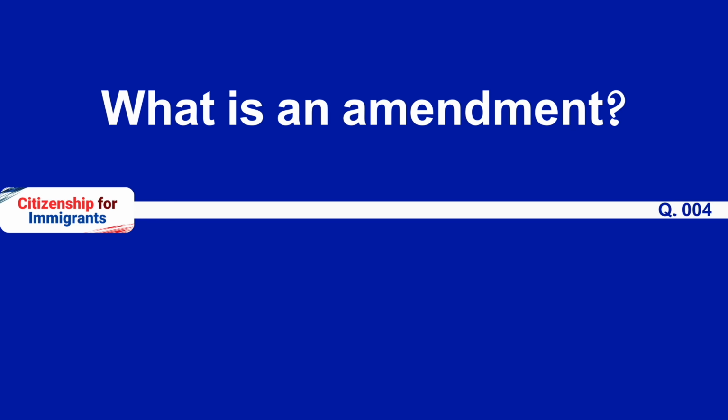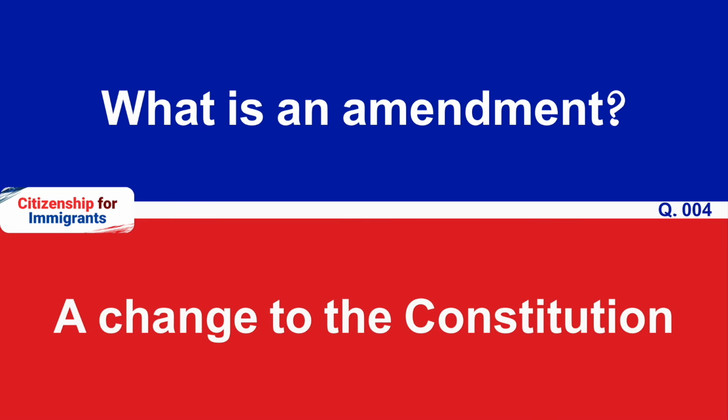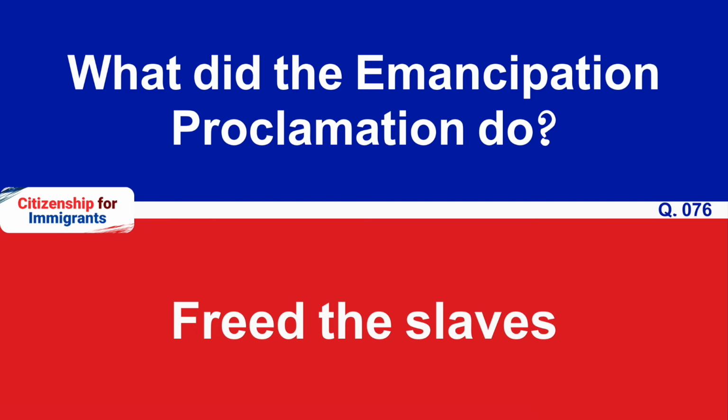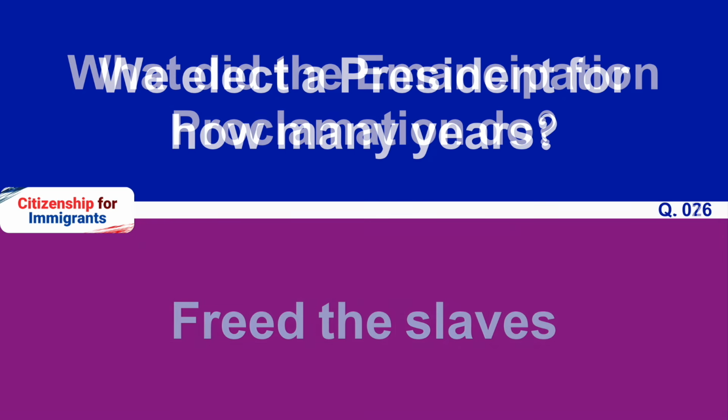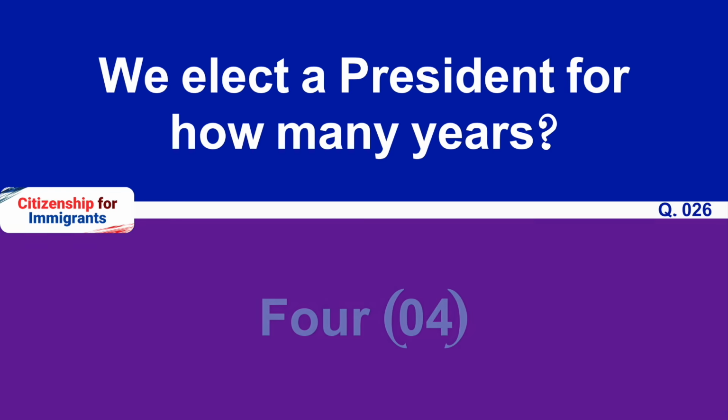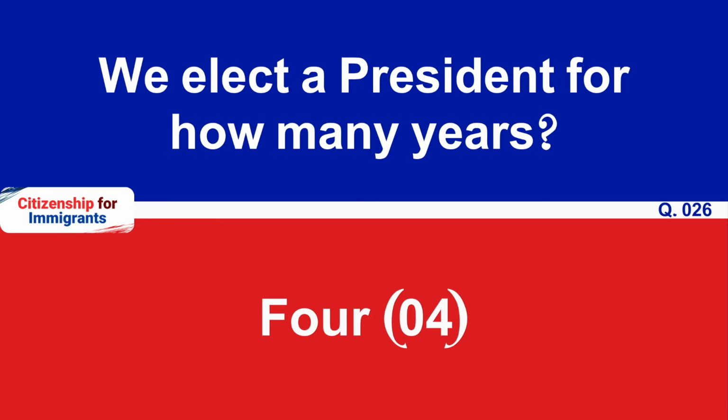What is an amendment? A change to the Constitution. What did the Emancipation Proclamation do? Freed the slaves. We elect a president for how many years? 4.